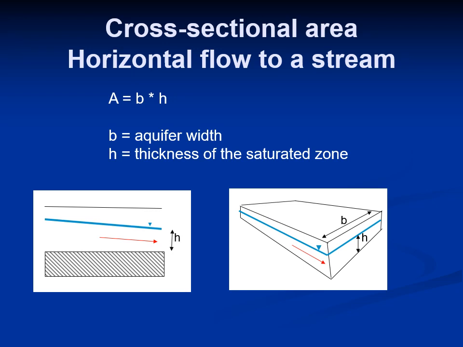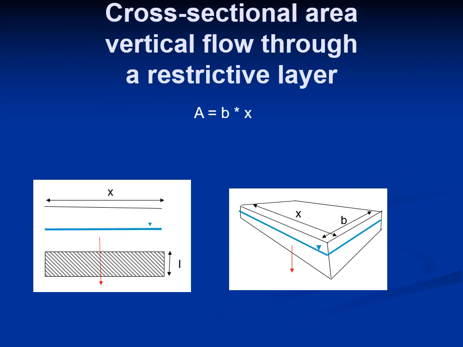The cross-sectional area of flow will depend on the particular situation being calculated. When describing lateral flow to a stream, the cross-sectional area is determined by the length of the stream reach, or width of the aquifer, shown here by B, times the total saturated thickness, H. When describing vertical recharge to an underlying aquifer through a restrictive layer, the area in question is the plan area of the recharge zone being considered, shown here, and those dimensions are B times X.